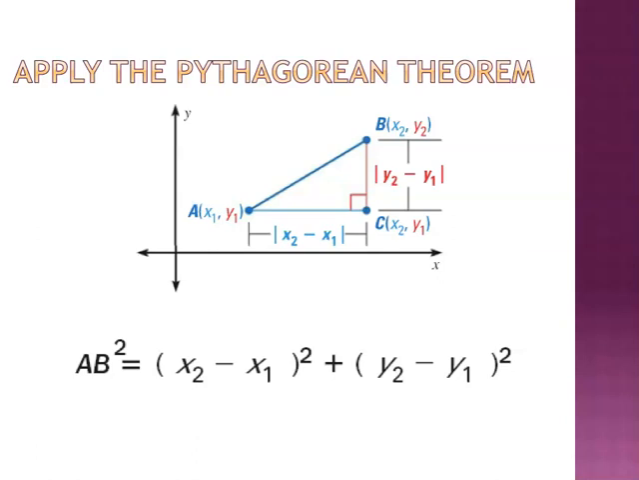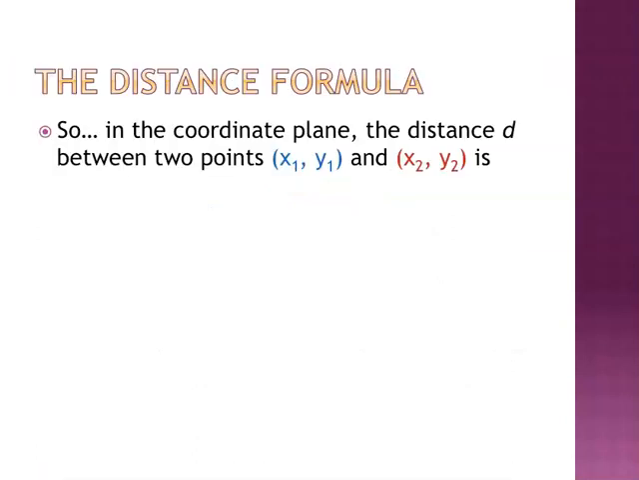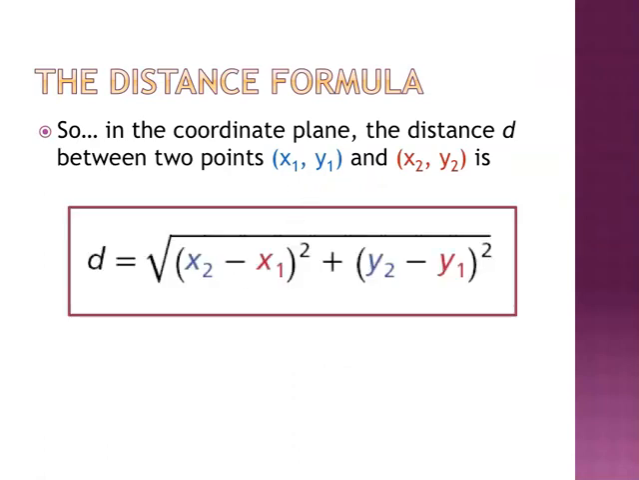So in the coordinate plane, the distance d between 2 points (x1, y1) and (x2, y2) is given by this formula. d equals the square root of (x2 - x1) in parentheses squared plus (y2 - y1) in parentheses squared. Now anytime you square it, please be sure that you are getting a positive number. If you are putting this into the calculator, just be sure that whatever you're squaring is in parentheses.